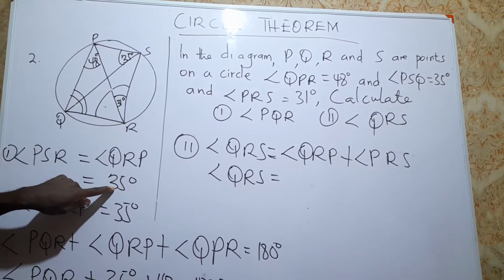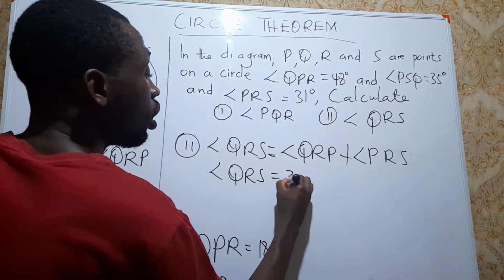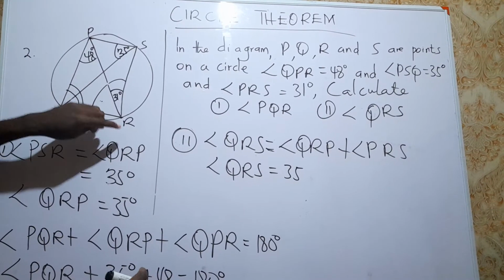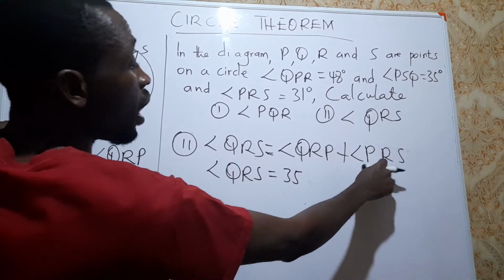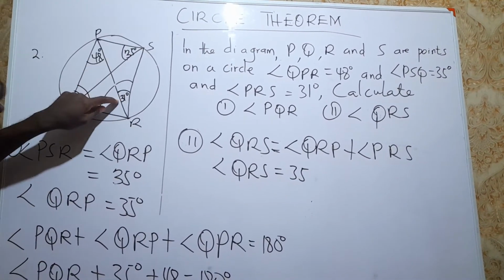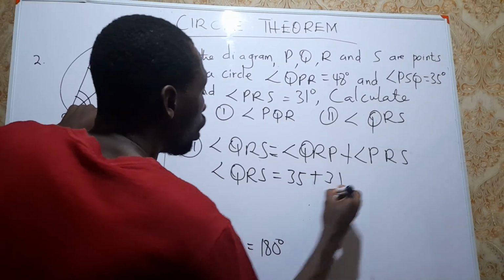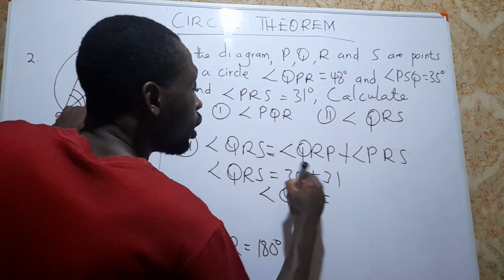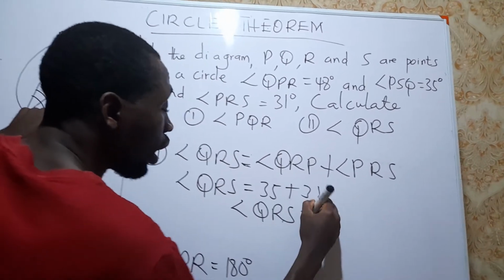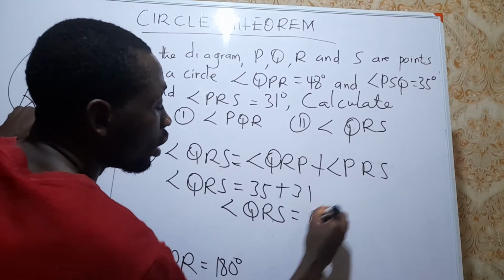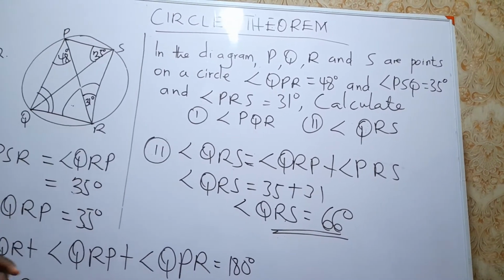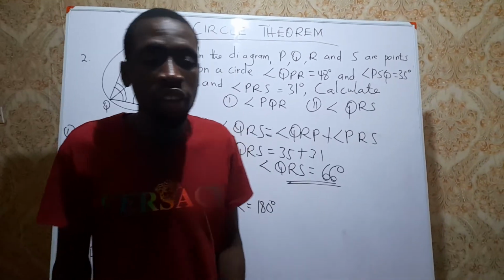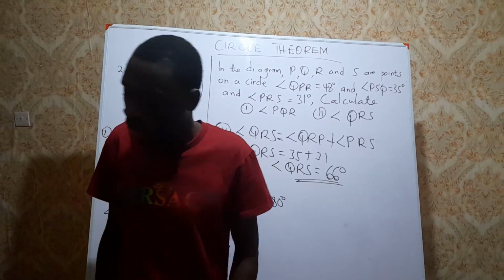So angle QRS, which they say we should find, will be equal to angle QRP, which is the angle here, 35 degrees, then plus angle PRS. PRS is 31, so plus 31. Then we can say that our angle QRS, 35 plus 31, will be 66 degrees. I hope you get that. We'll solve one more question on this so that you'll be abreast with the concepts.